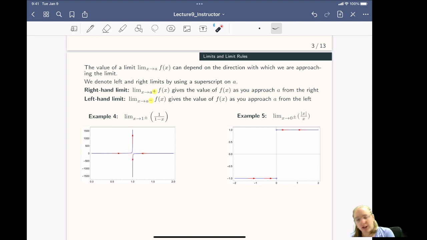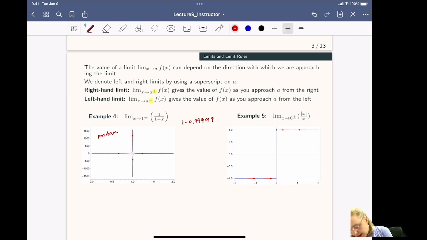One example of a function that has a different left and right hand limit is 1 over 1 minus x as x approaches 1. All right, so if we're approaching x equals 1 from the left, that means that x is less than 1. If that happens, then this denominator is, for example, 1 minus 0.99999, and that is a positive number. So we have a positive denominator down here, and hence the function evaluates as something that is positive, but the denominator gets smaller and smaller, so the limit does not exist and it diverges off to positive infinity.